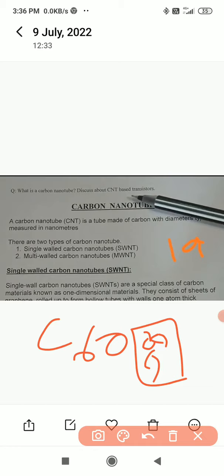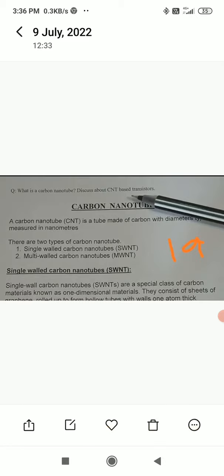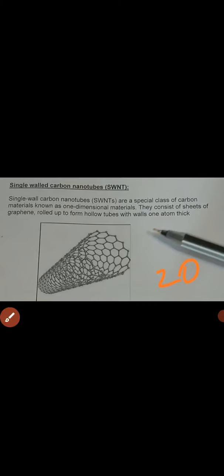We have two types of carbon nanotubes, single walled carbon nanotubes and multi walled carbon nanotubes. Single walled carbon nanotubes are a special class of carbon materials known as one dimensional materials. They consist of sheets of graphene rolled up to form hollow tubes with walls 1 atom thick. Here the thickness of the tube is about 1 atom, nothing but 10 power minus 10 meters. They are very small tubes.